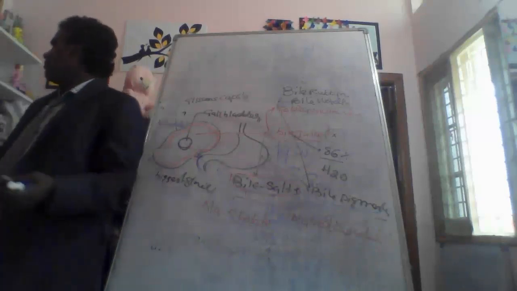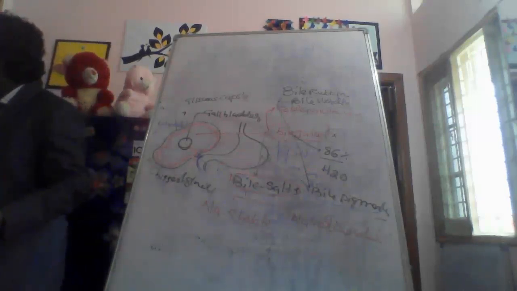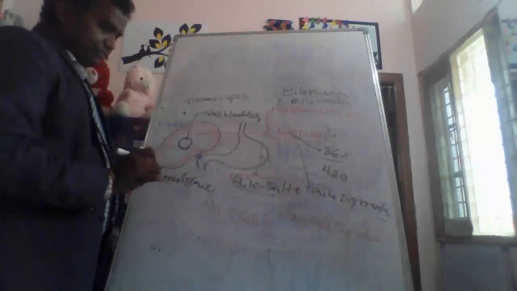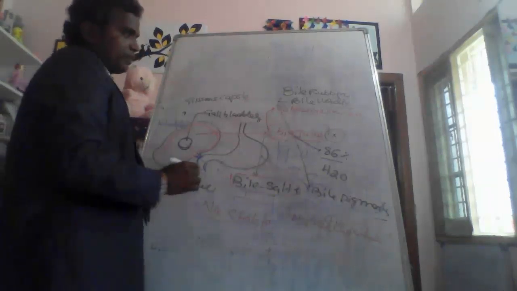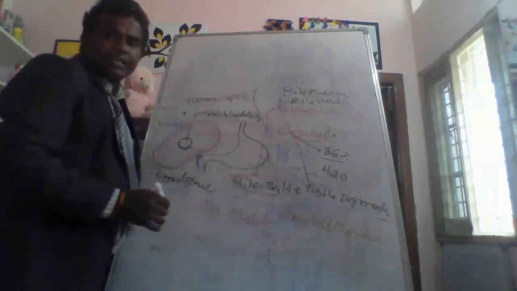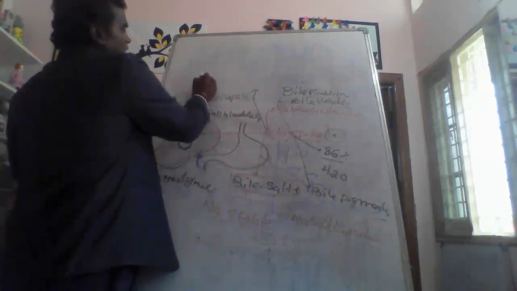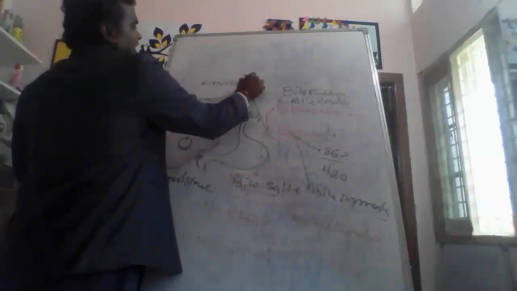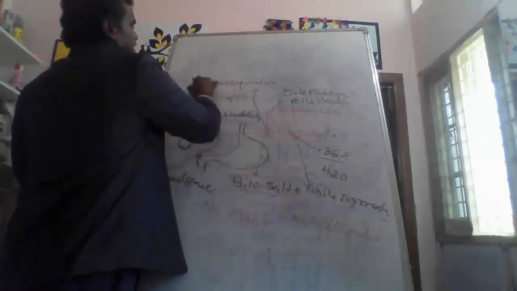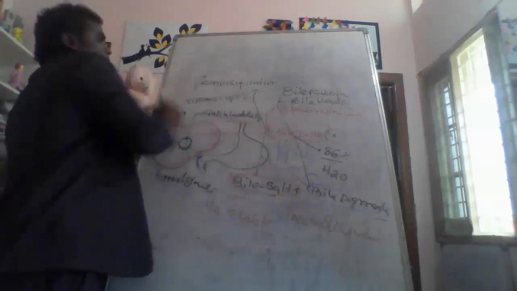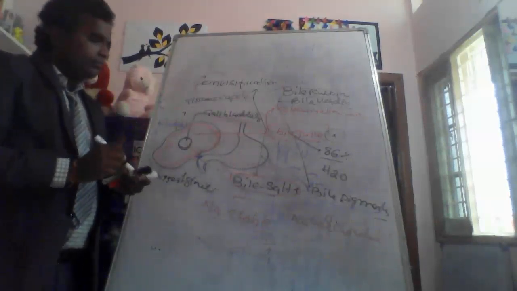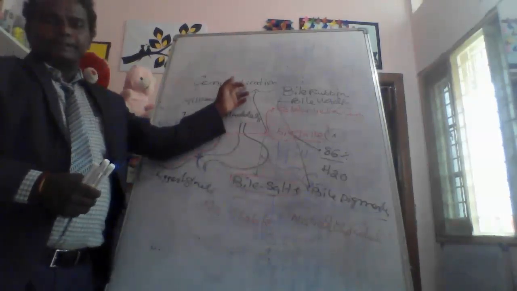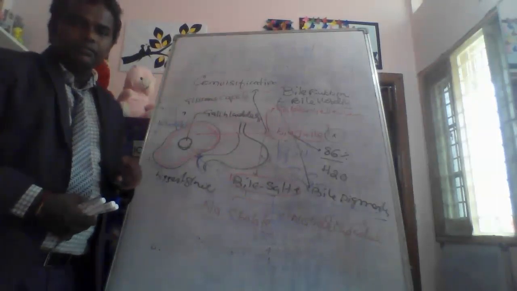Next, what is the function of bile juice? The function of bile juice is called emulsification. Emulsification. Very, very important. So, bile juice, the function is emulsification. Right? Once more, I repeat.